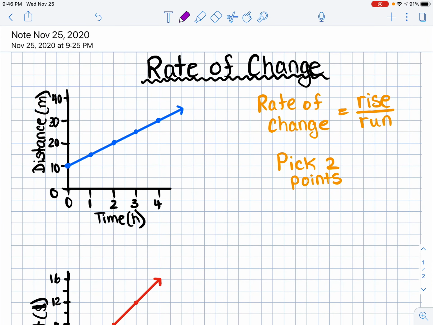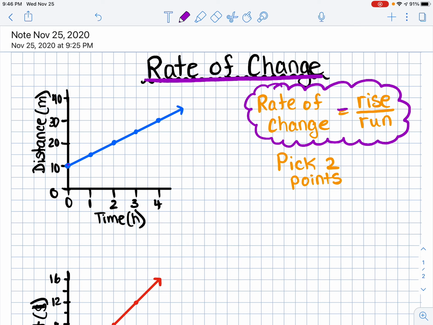This is a video on how to calculate rate of change. The rate of change tells you how steep a line is. So how to calculate it is by using this formula: rate of change equals rise over run.